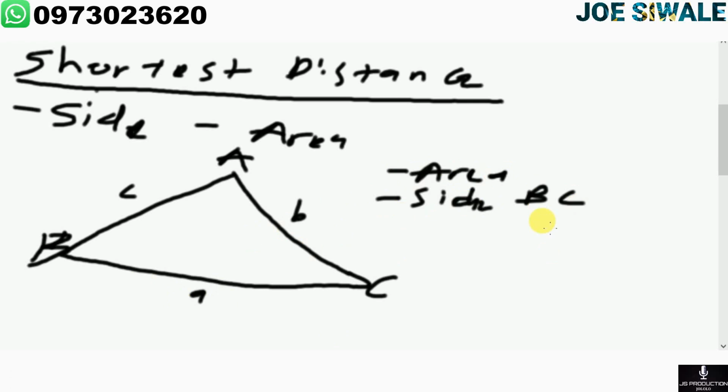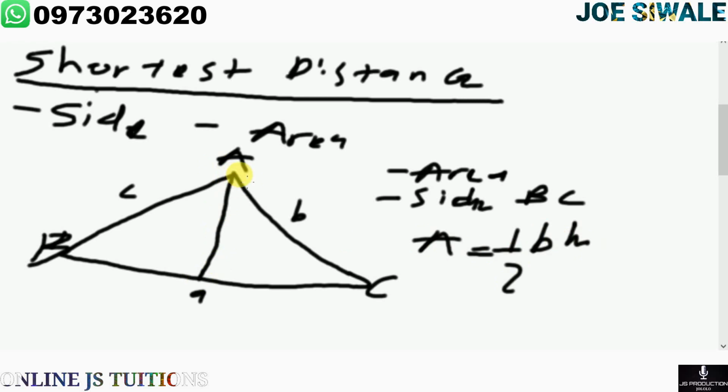And the formula that we use when calculating the shortest distance, you say area is equal to half bh. So the shortest distance in this non-right angled triangle is this distance from A to BC. As this line comes from A to BC, it will form a right angle. And this is our shortest distance. So we are supposed to calculate this length.